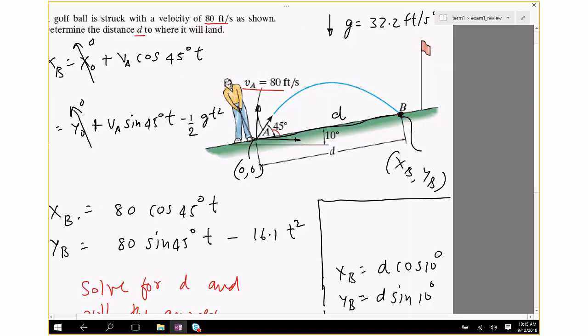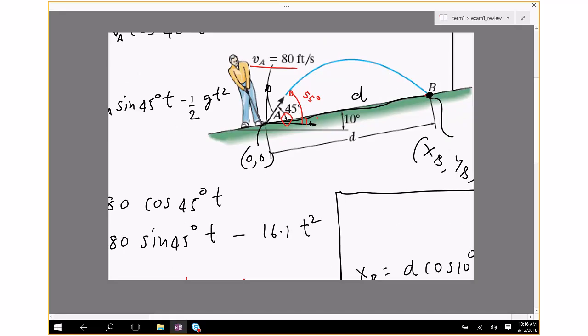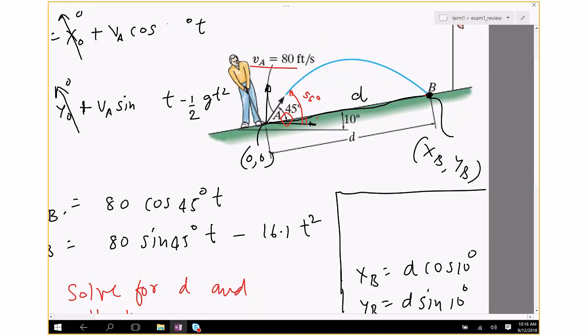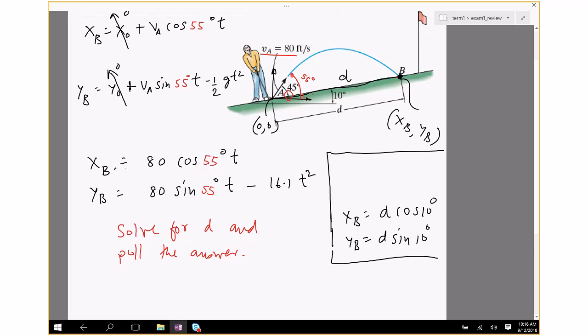So if you zoom in, this is actually, my bad. So this angle is not 45, but it's 55. The angle made with the horizontal. Good catch. This is incorrect. So this should be 55. So has anybody solved using 55? Okay.